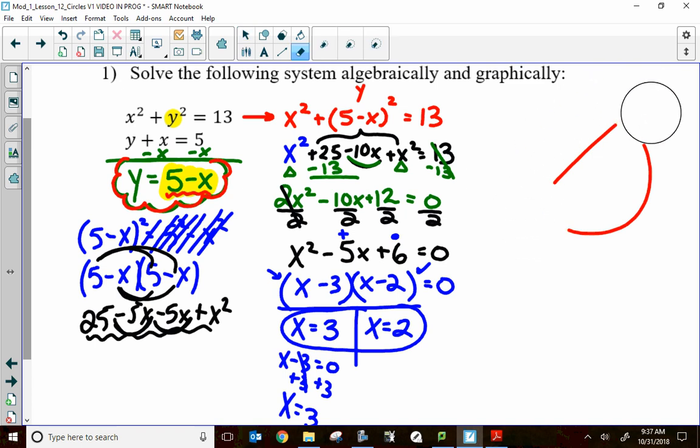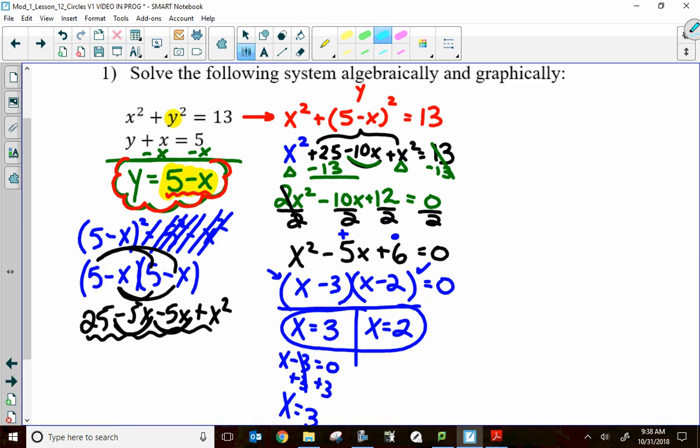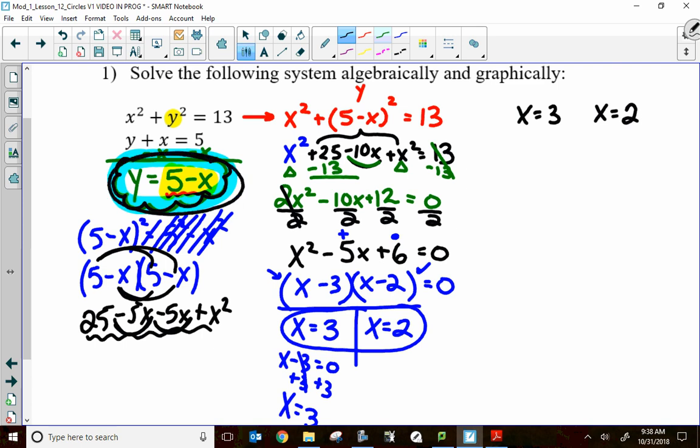So how do we do that? Well, this is the second time that this comes into play right here. What do I mean? Well, I know x equals 3 and x equals 2. So how do I find y? Y equals 5 minus x.